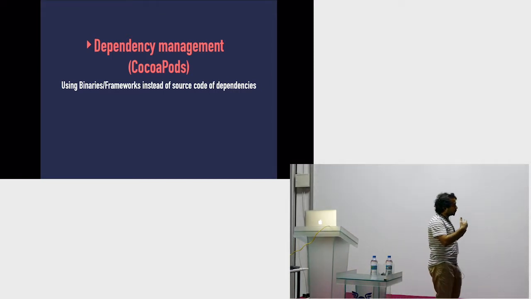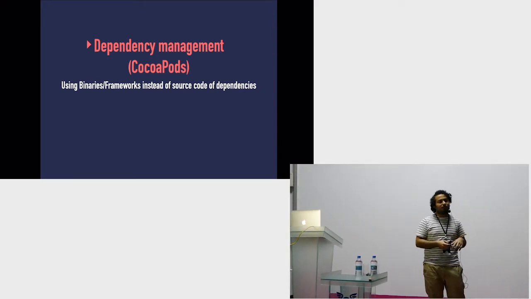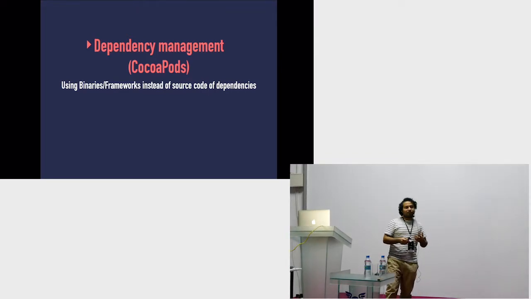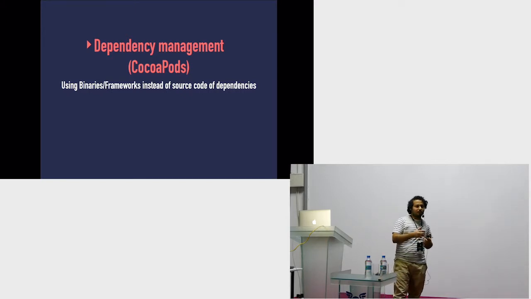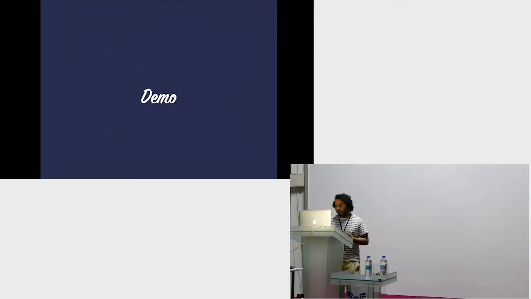There is a possibility in CocoaPods to use frameworks or binaries instead of grabbing source code. And you know, if you have a pre-built framework, it takes much less time for the compiler to build than source files. So how can we do that? I want to show something.